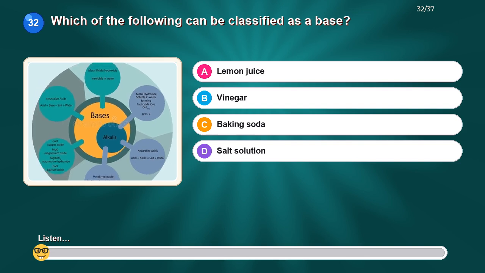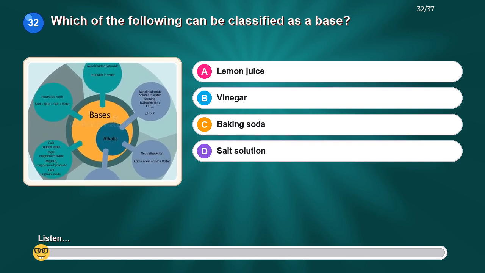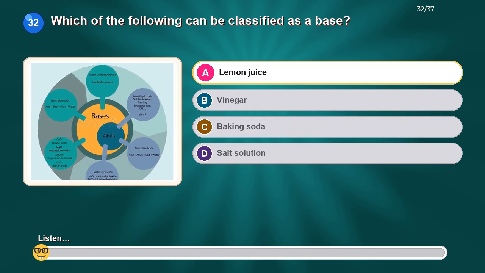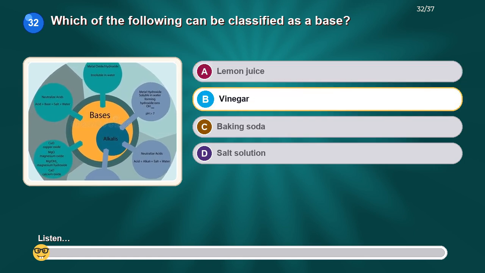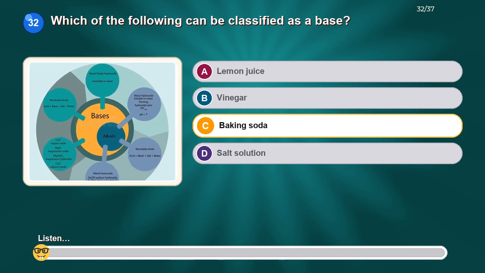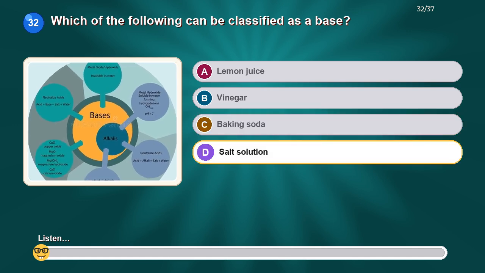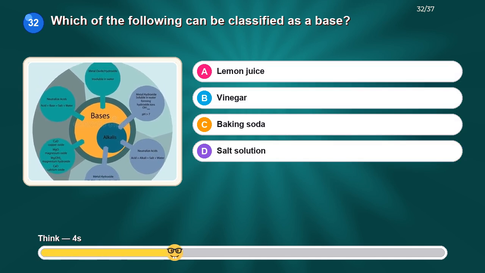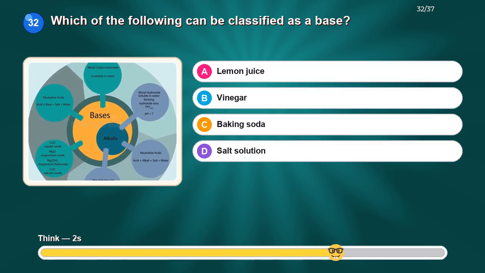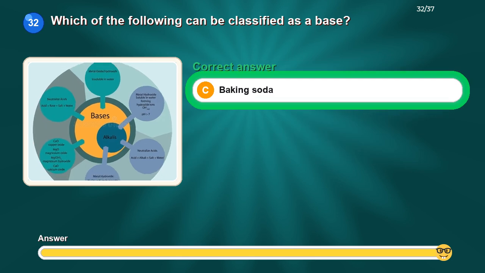Which of the following can be classified as a base? Option A, lemon juice. Option B, vinegar. Option C, baking soda. Option D, salt solution. The correct answer is baking soda.